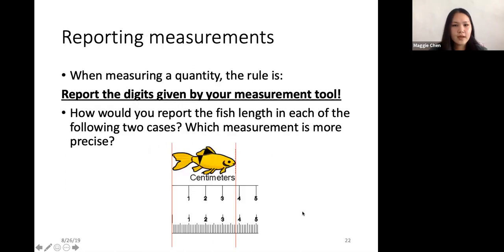Okay, and now if we're going to be reporting measurements, so when you are reporting what you're measuring, the rule is to report digits given by your measurement tool. How would you report the fish length in each of the following two cases? Which measurement is more precise? So we see this fish down here. We're given two rulers, both in centimeters.